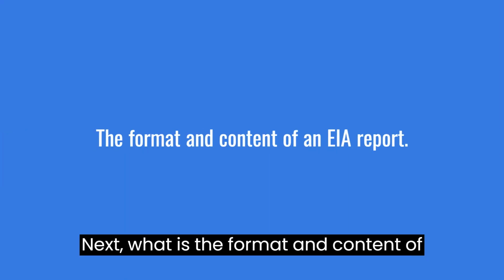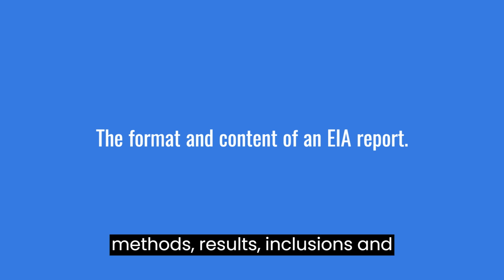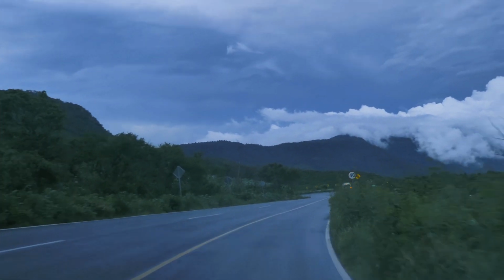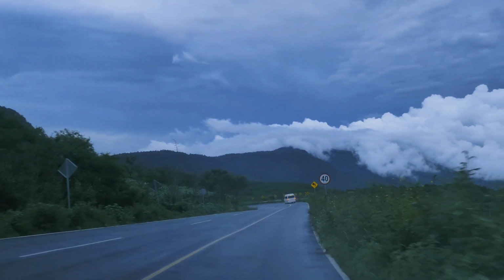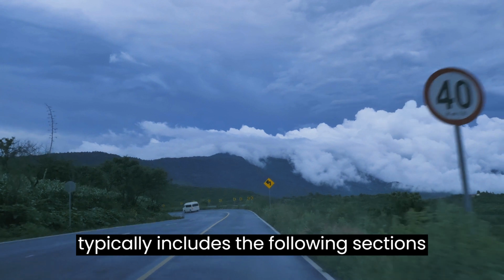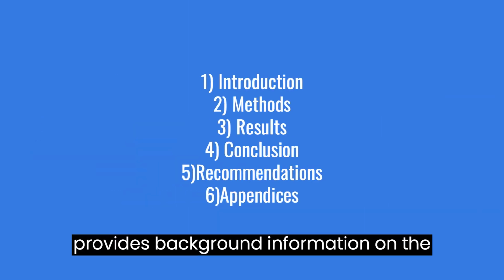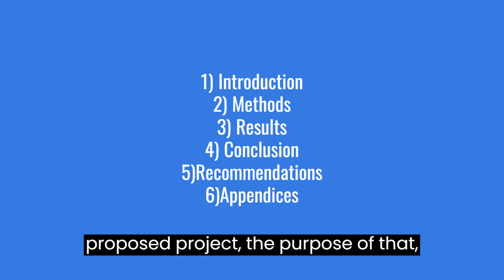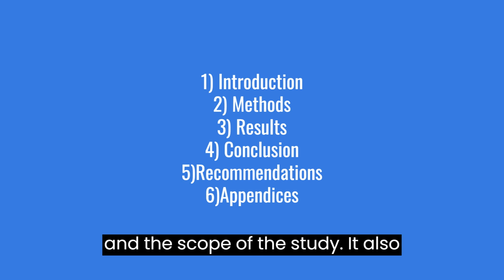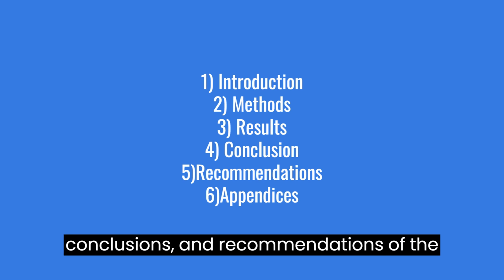Next, what is the format and content of an EIA report, including the introduction, methods, results, conclusions, and recommendations sections? The format and content of an EIA report typically includes the following sections. 1. Introduction. The introduction provides background information on the proposed project, the purpose of the EIA, and the scope of the study. It also includes a summary of the main findings, conclusions, and recommendations of the report.